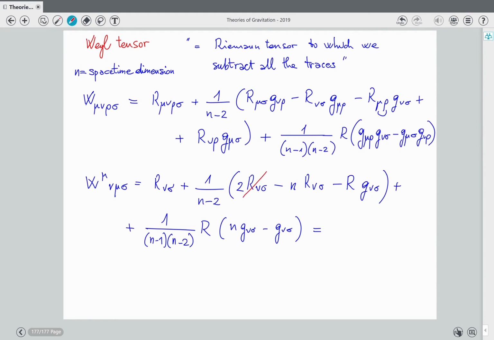Which means that this and this cancel. And the terms with r are multiplied by G nu sigma, and here in front you have minus 1 divided by n minus 2. And here you have n minus 1 divided by n minus 1 and n minus 2, so plus 1 divided by n minus 2. Therefore you have 0.